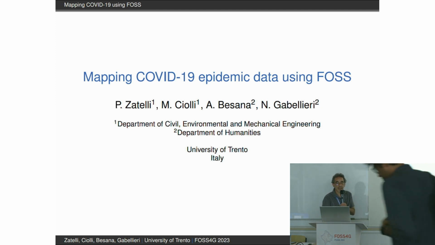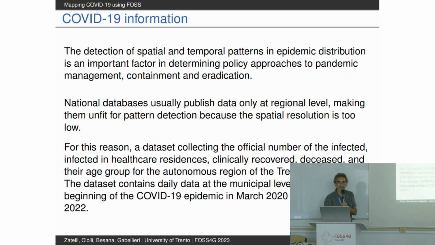My presentation is mapping COVID-19 epidemic data using FOSS. The detection of spatial and temporal patterns in epidemic distribution is an important factor in determining policy approaches to pandemic management, containment, and eradication. The national databases usually publish data only at regional level, but they are unfit for pattern detection. The spatial resolution is not so high.